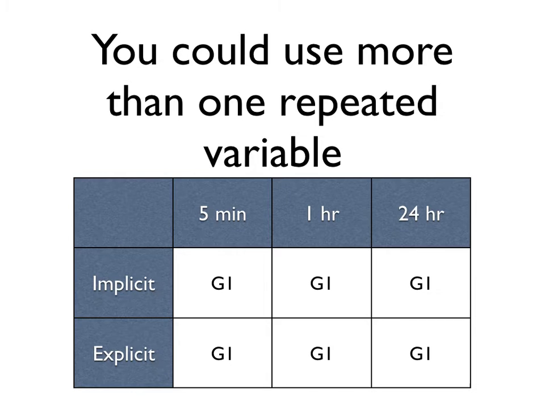You could have more than one repeated measure. Take a 2 by 3 with all of them within subjects. In other words, the same subjects get every level of the variable. We have implicit and explicit memory tests. Implicit is word fragment completion, and explicit is recall.